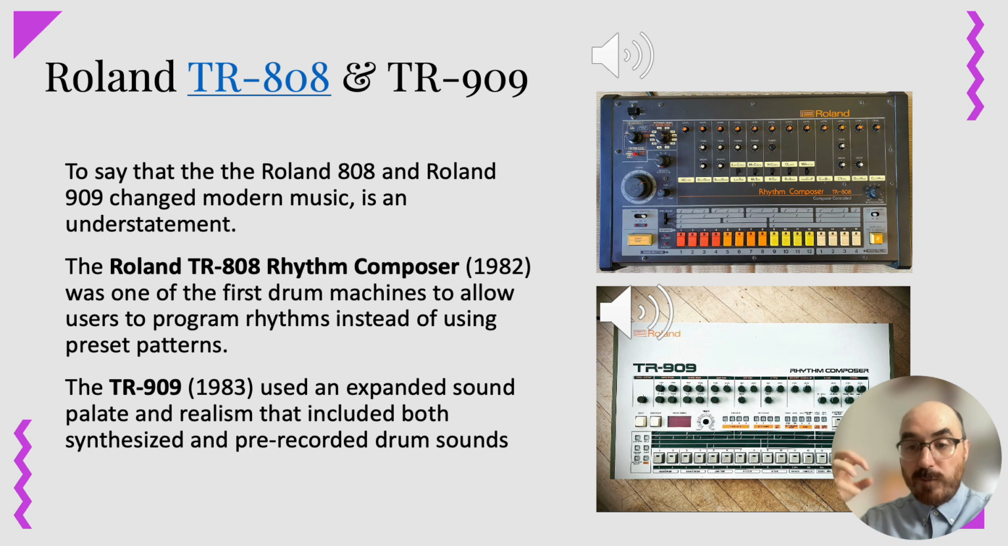Now, these also went on to be groundbreaking, genre-establishing pieces of technology. The 808 was huge in things like early hip hop, and also in techno music. And then the 909 came out just a year later and added very basic sampling.